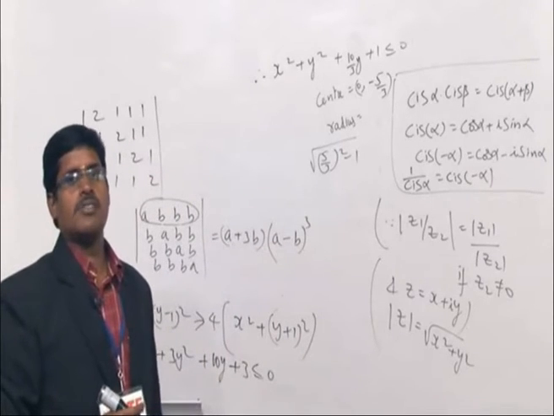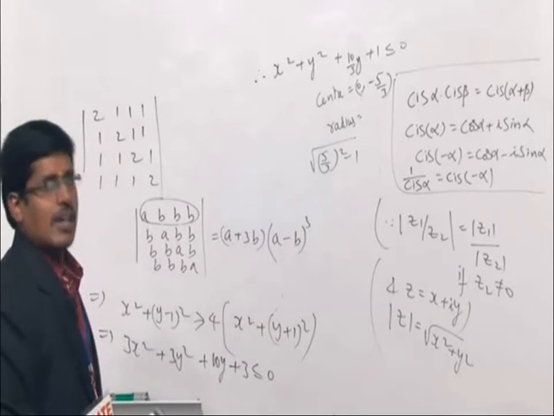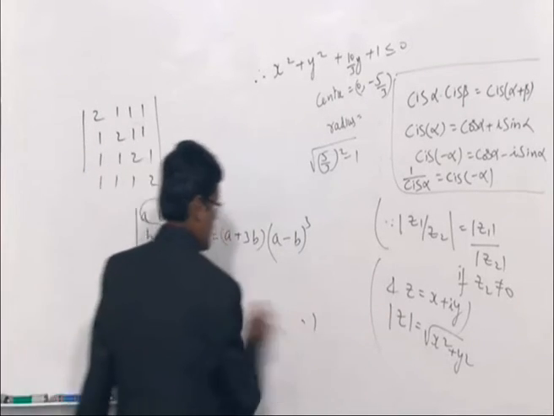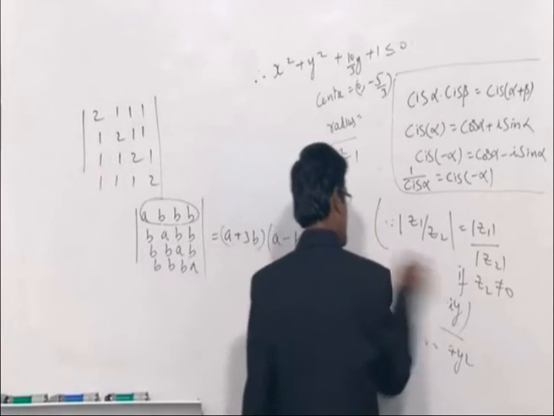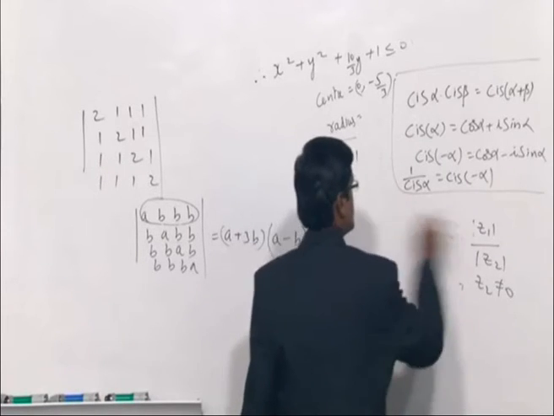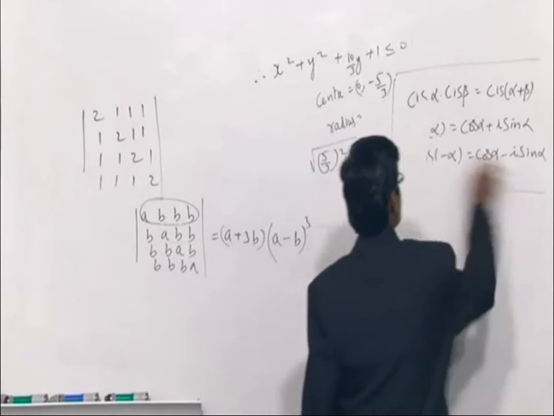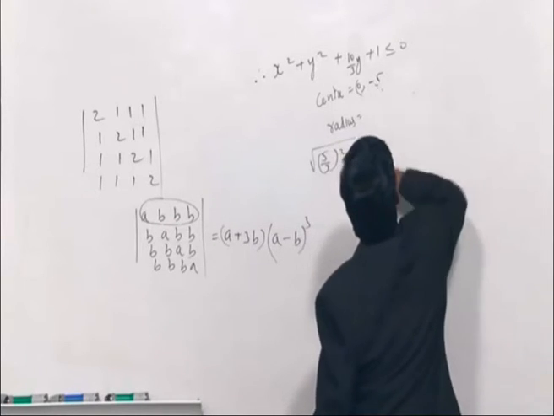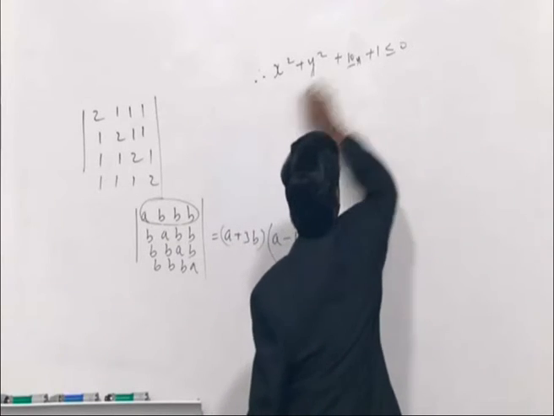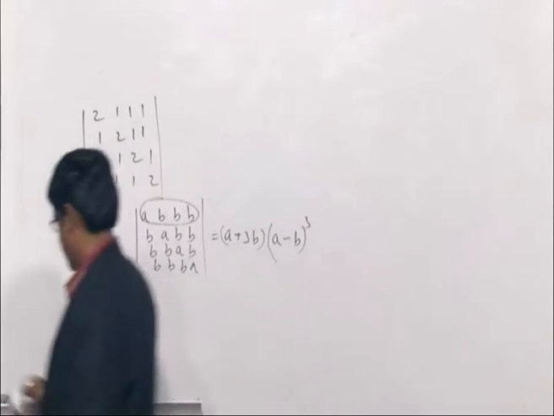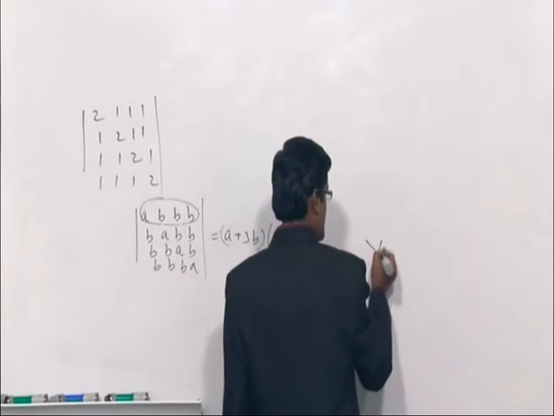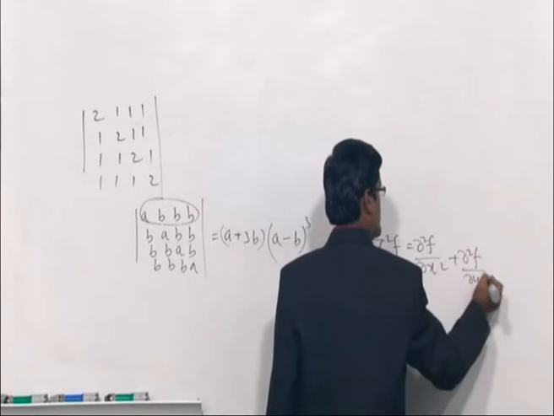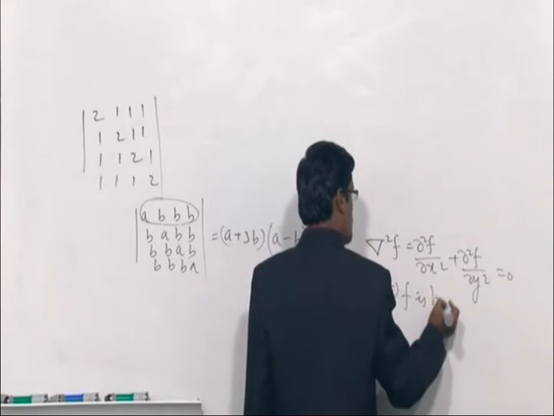Next, is the function half log x square plus y square harmonic or non-harmonic? The procedure I gave: harmonic means del square f is equal to 0. A function that satisfies the Laplacian equation is called a harmonic function. Del square f is equal to dou square f by dou x square plus dou square f by dou y square is equal to 0, which implies f is harmonic.